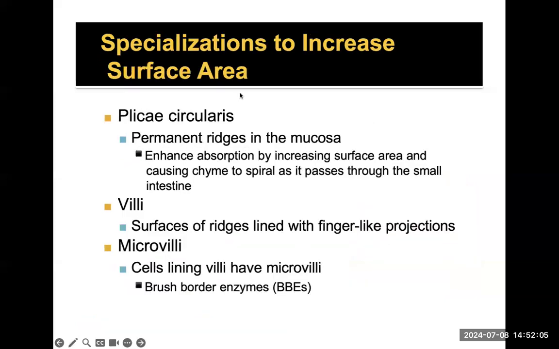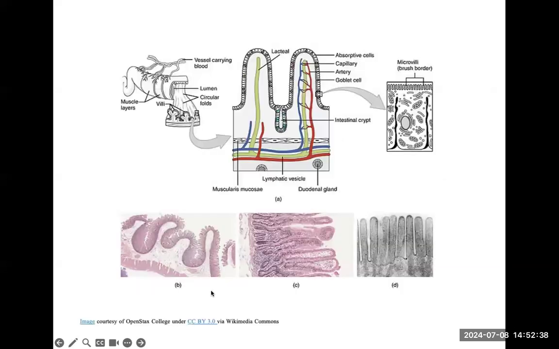Again, the small intestine has specializations to increase the surface area. They have what we call plicae circulares, which are permanent ridges in the mucosa, and it helps enhance absorption by increasing surface area and causing the chyme to spiral or rotate as it passes through the small intestine. Then they also have villi, which are the surfaces of the ridged lines with finger-like projections, and then the microvilli, which are cells lining the villi, which we would call brush border enzymes, which again increase the surface area.